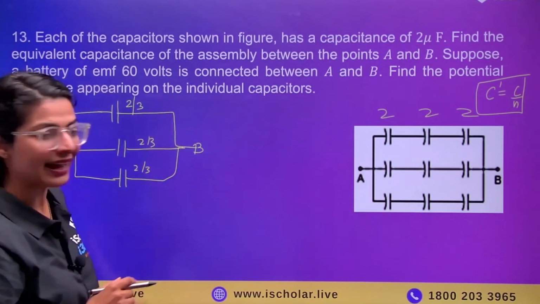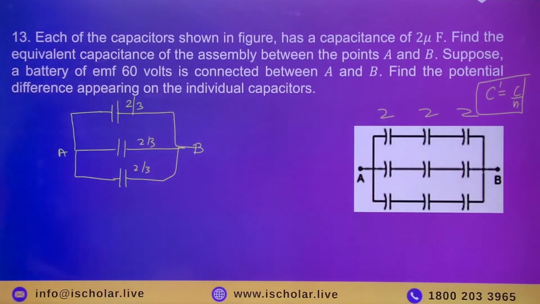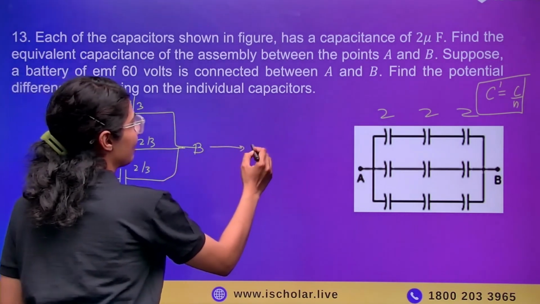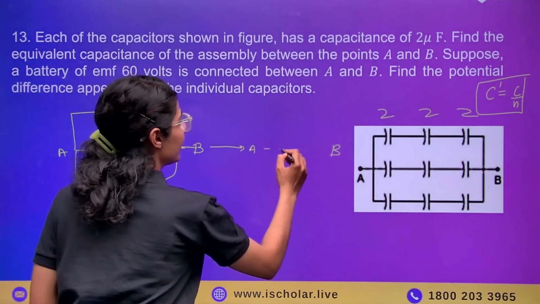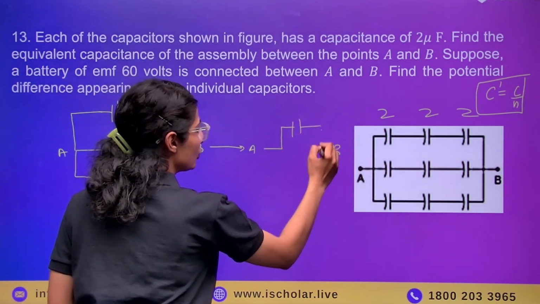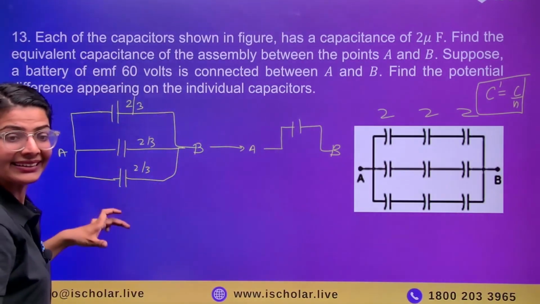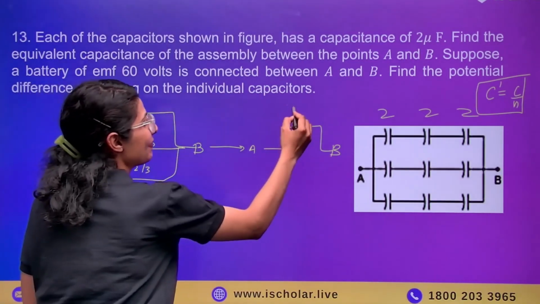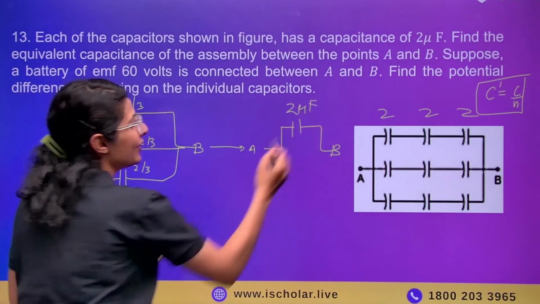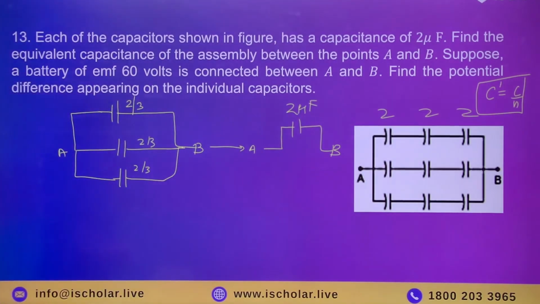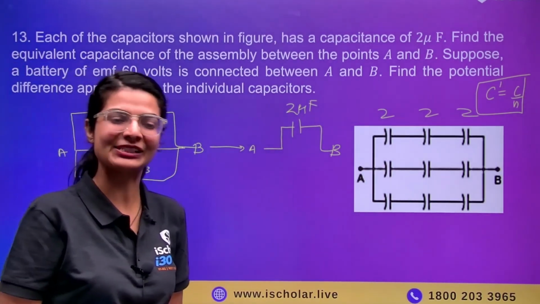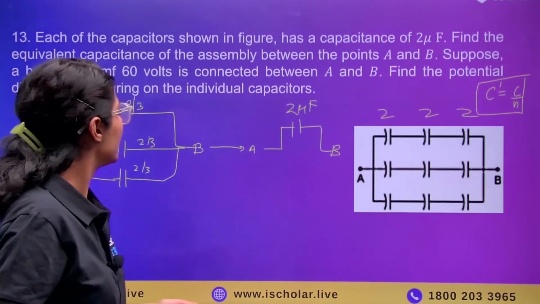Now these three are in parallel. What will we do? We'll add them simply. This will be between the point A and the point B, and we'll write it as the total capacitance. Add these three, what will it become? It will become 2 microfarad. So the total capacitance between A and B is 2 microfarad.